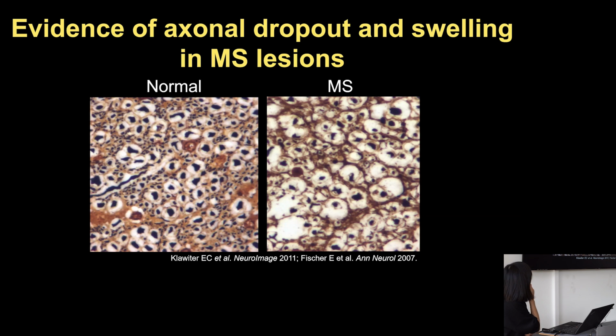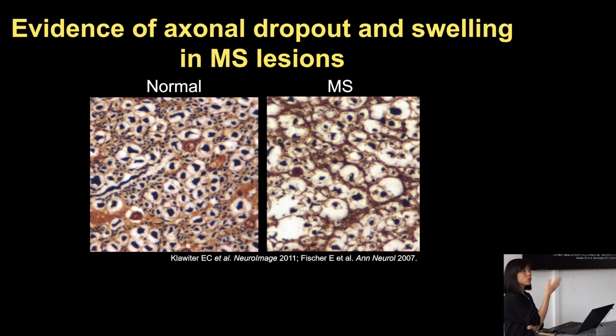So these are postmortem spinal cord specimens in a patient with MS and then a non-neurological control. And you can see in the MS specimen, this spinal cord sample was stained with a silver stain to look at the axons. The axons are somewhat enlarged, and there are also overall sparser axons in this sample as compared to the normal control. And so it's not entirely clear what's driving these findings.